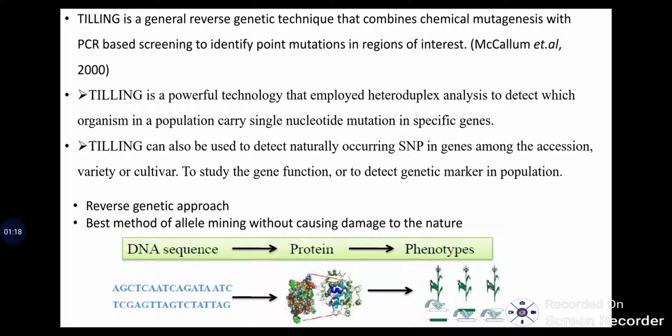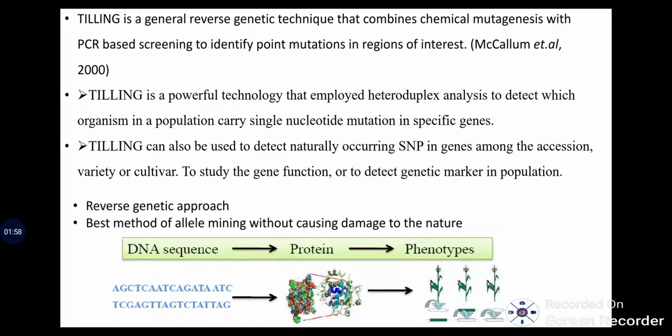In this technique, we combine chemical mutagenesis with PCR based screening to identify point mutations in regions of interest. That means TILLING is an approach, and three things you need to remember here. It is a reverse genetic approach. It is an approach for chemical mutagenesis, that means for creating the mutations or finding out the mutations in the population. Then it combines chemical mutagenesis and a PCR approach. And this is mainly for identifying the point mutations.